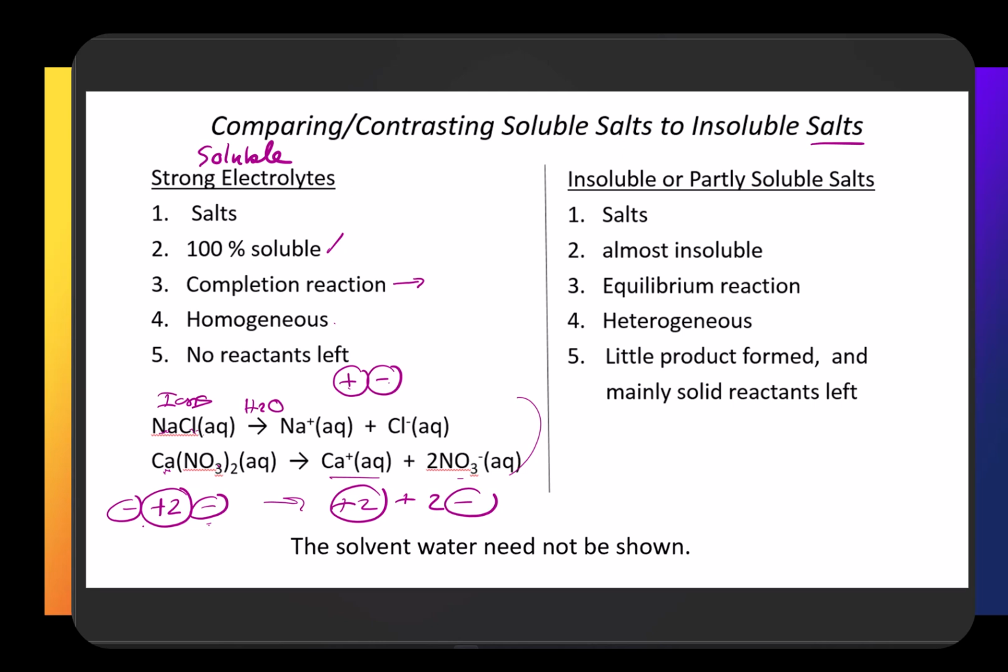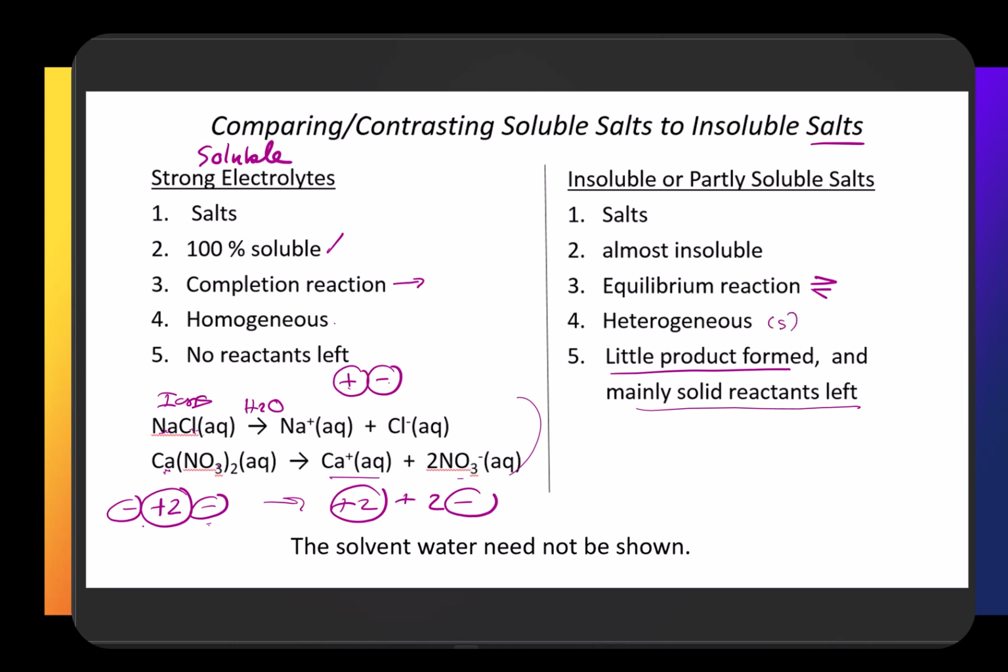Insoluble salts also contain metals and nonmetals, just like the soluble salts. Insoluble, as I pointed out, means they're partly soluble. They undergo dissolution, dissolving through an equilibrium reaction. Tiny amounts of products are formed. Most of the reactant stays as a solid reactant. The final reaction mixture is heterogeneous, meaning that there's a solid in the system.